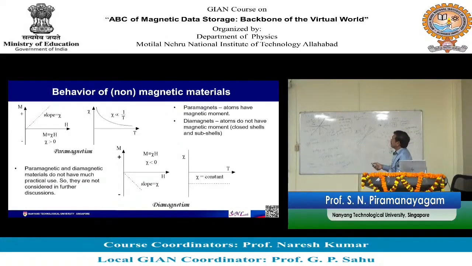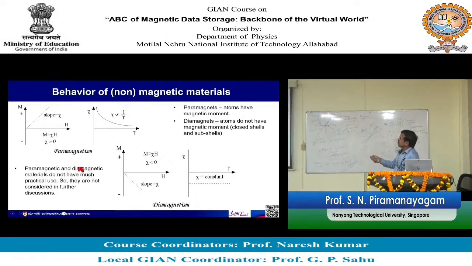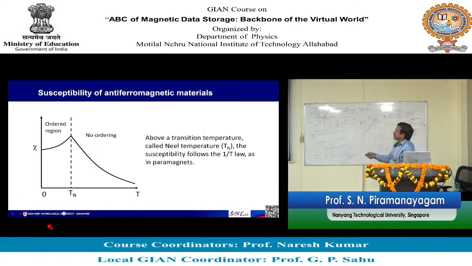For example, in the case of paramagnetic materials, the susceptibility will vary as 1 over T, which means if temperature is increasing, the susceptibility will decrease. If you see this behavior, then that is a sign of paramagnetic material, and if the susceptibility is independent of temperature, then that is diamagnetic. And if the susceptibility goes up and comes down as a function of temperature, and if you see a peak, then that is a sign of antiferromagnetic material.